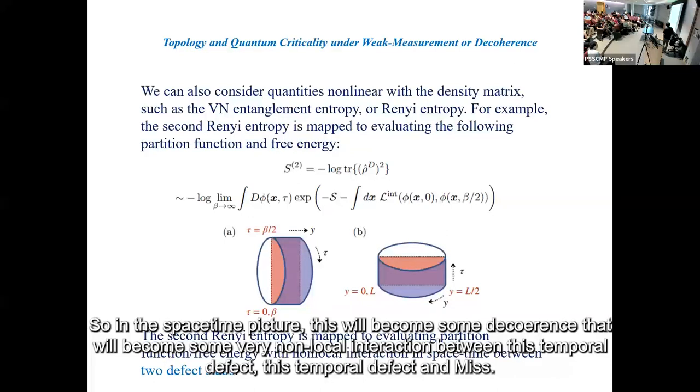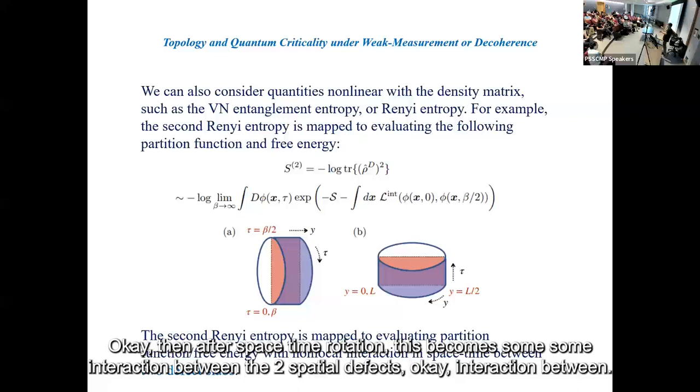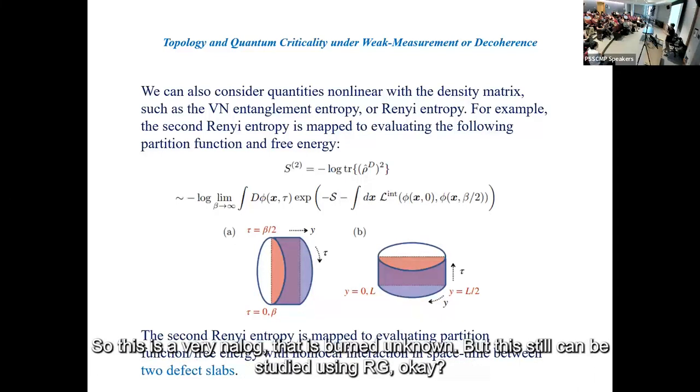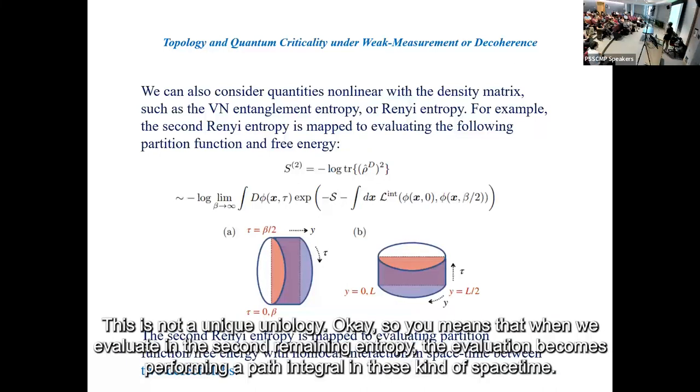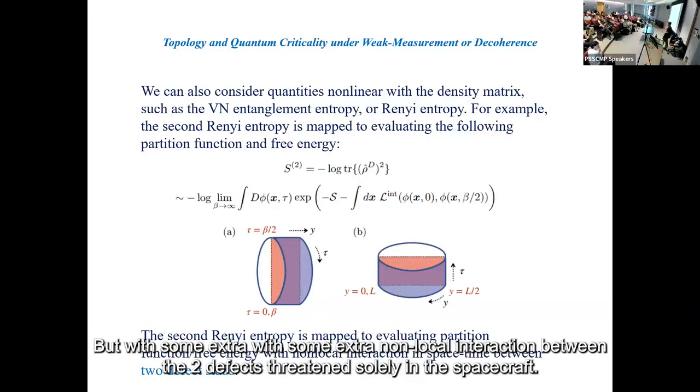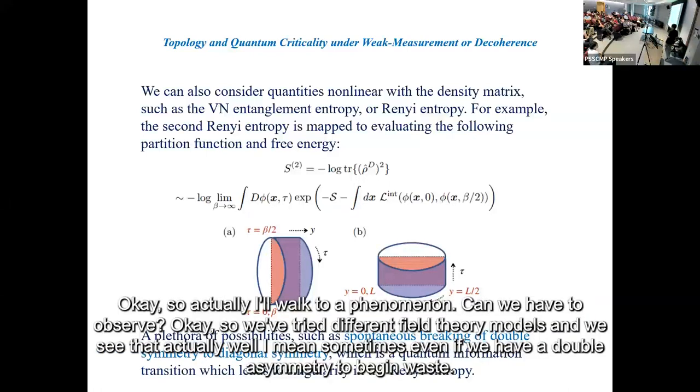this temporal defect and this temporal defect. Then after space-time rotation, this becomes some interaction between the two spatial defects. This is very non-local, but this still can be studied using RG. So when we evaluate the second Rényi entropy, the evaluation becomes performing a path integral in this kind of space-time, but with some extra non-local interaction between the two defects inserted in the space-time.